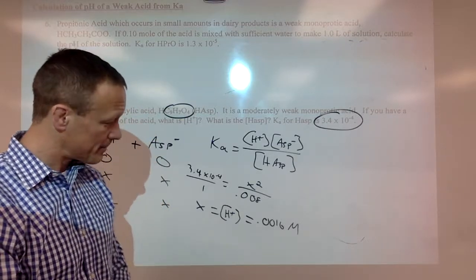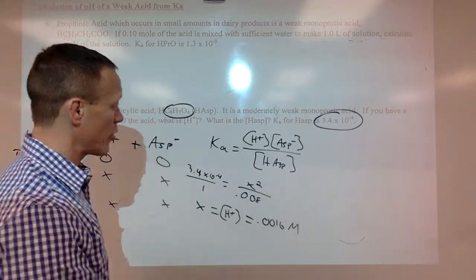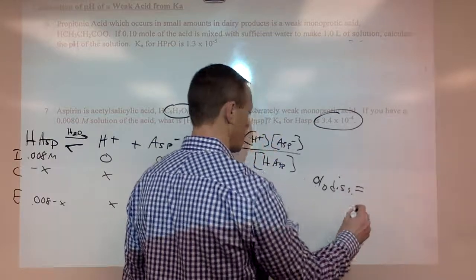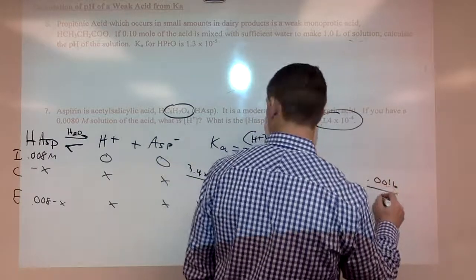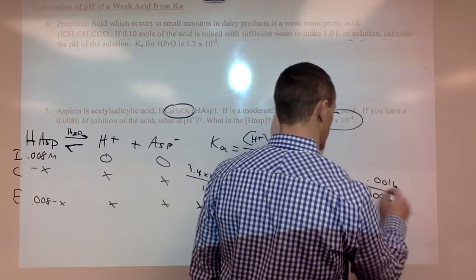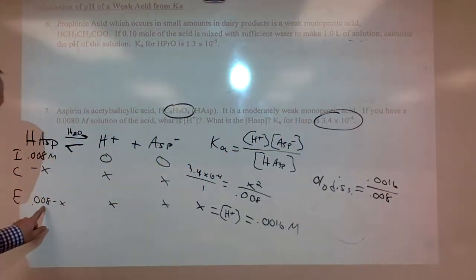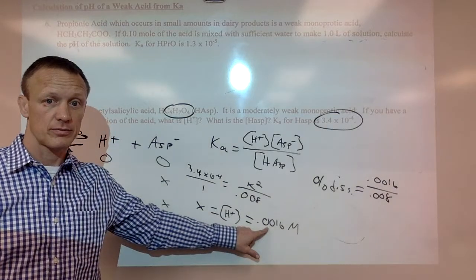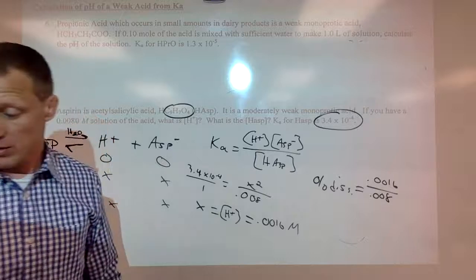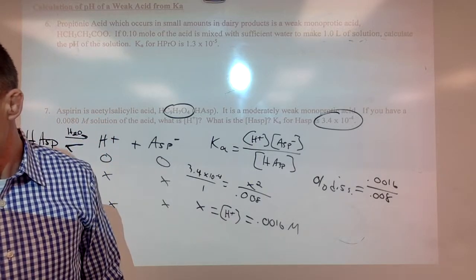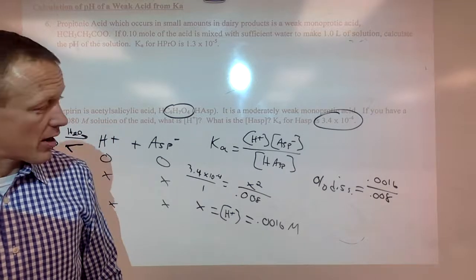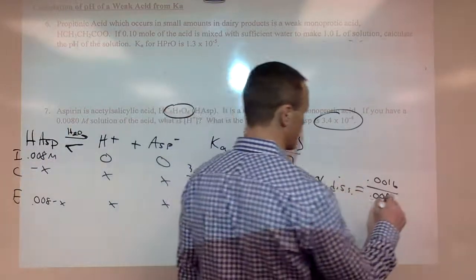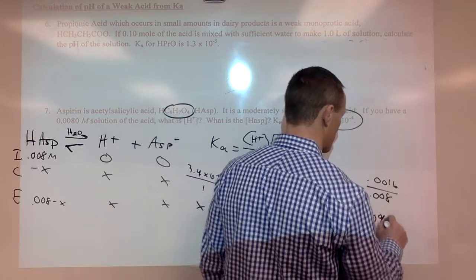Now, in this case, if we find our percent dissociation, 0.0016 over 0.008. So out of the original acid that was 0.008 molar, it produced that much H plus. So if we take 0.0016 divided by 0.008 and move the decimal over 2 places, that's 20% dissociation.